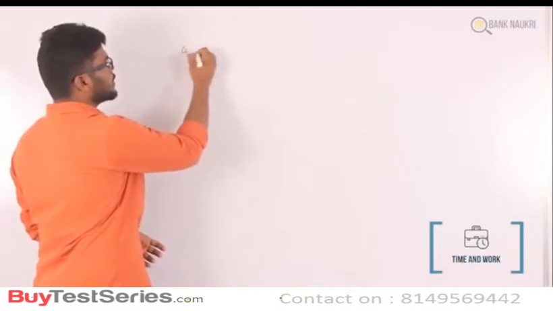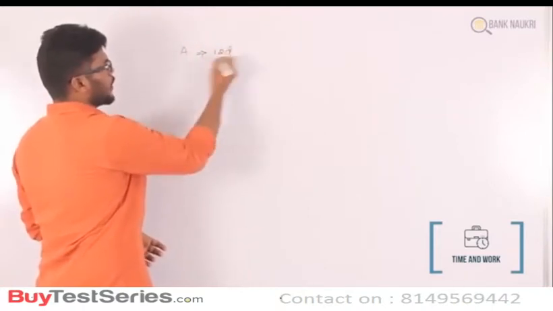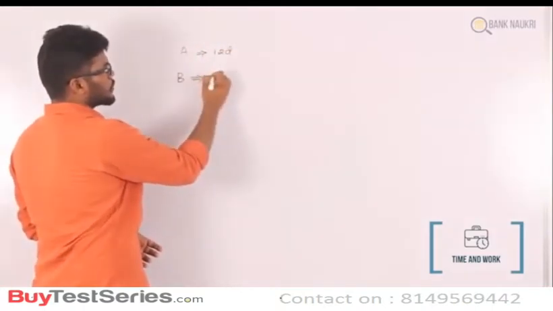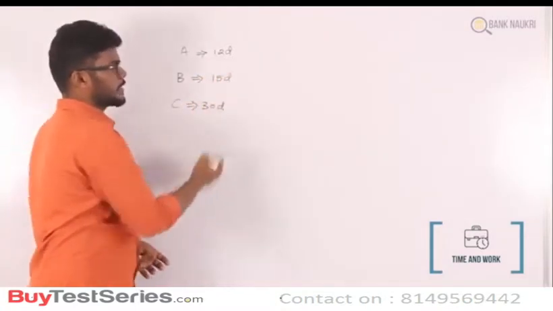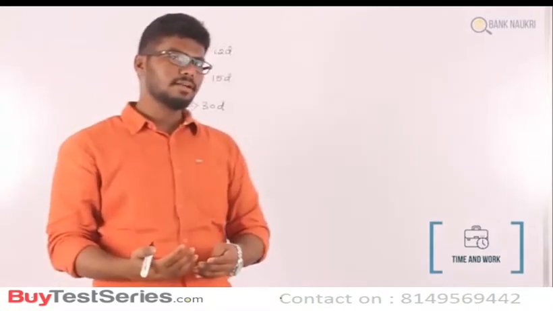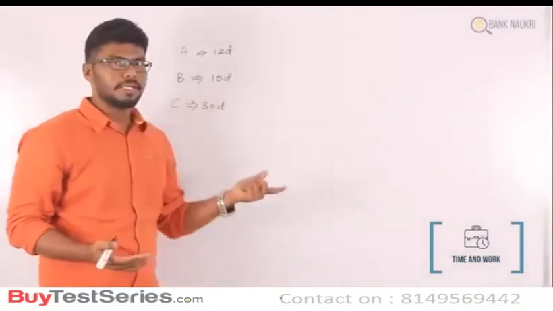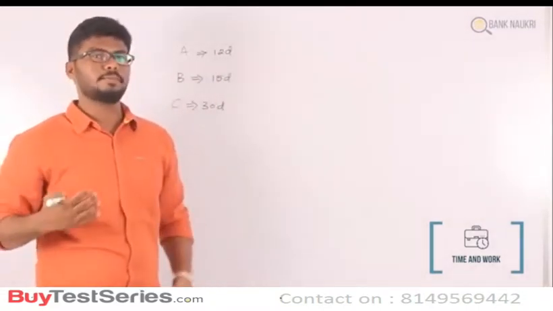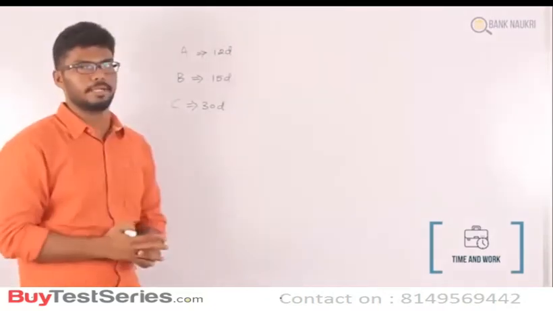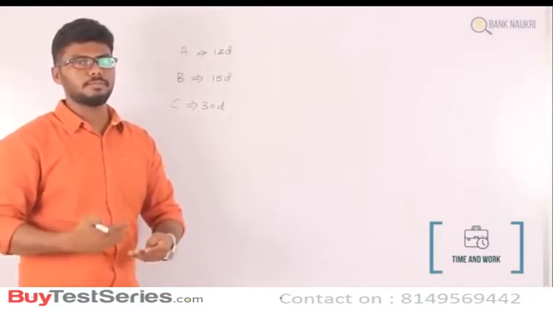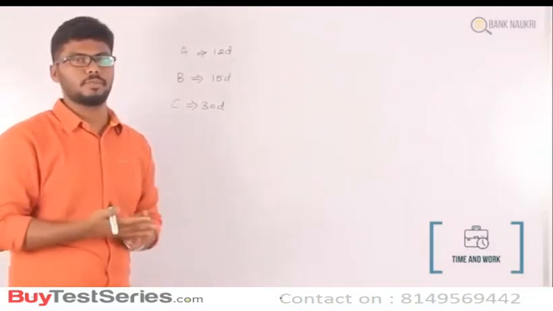So the second question says that A will do a piece of work in 12 days. B does the same piece of work in 15 days and C does the same piece of work in 30 days. A starts the work and B joins him after 3 days. 3 days before the work is completed, A leaves and C joins the work. Find in how many days the work is completed. Now let's go to this chocolate method and check how to solve this question.